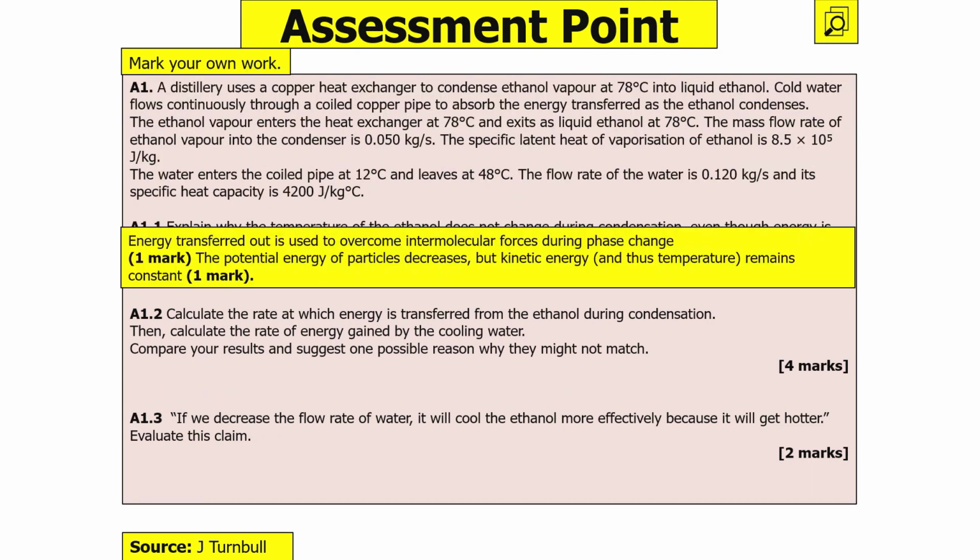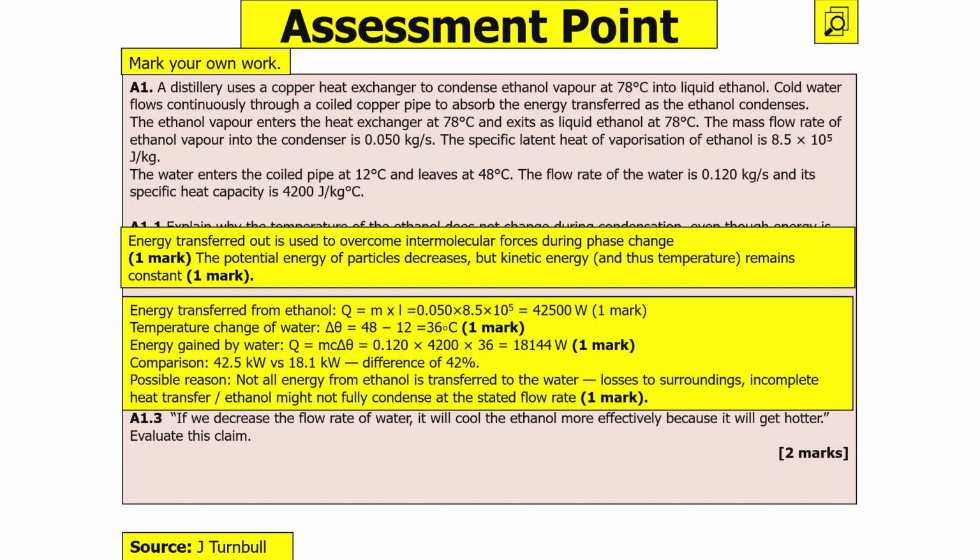In our first one, energy is transferred out to overcome the intermolecular forces of attraction during phase change. Now the potential energy of the particles decreases, but the kinetic energy and therefore the temperature must remain constant. We can work out the energy transferred from the ethanol by doing Q equals ml, and we get 42,500 watts, or joules per second, when we work this through.